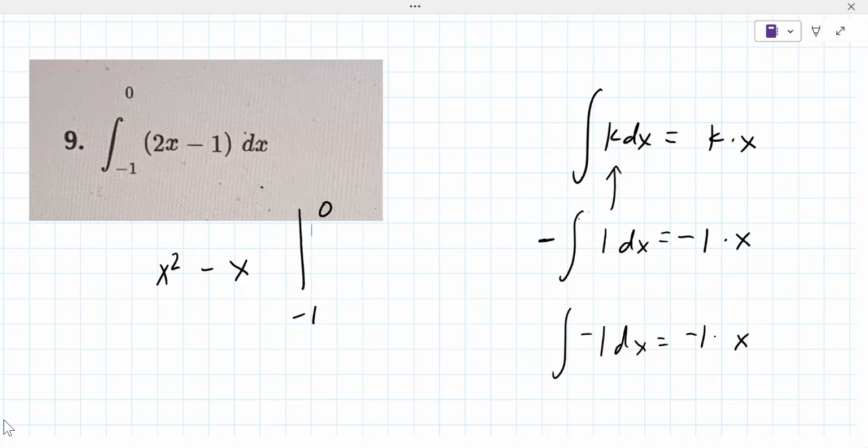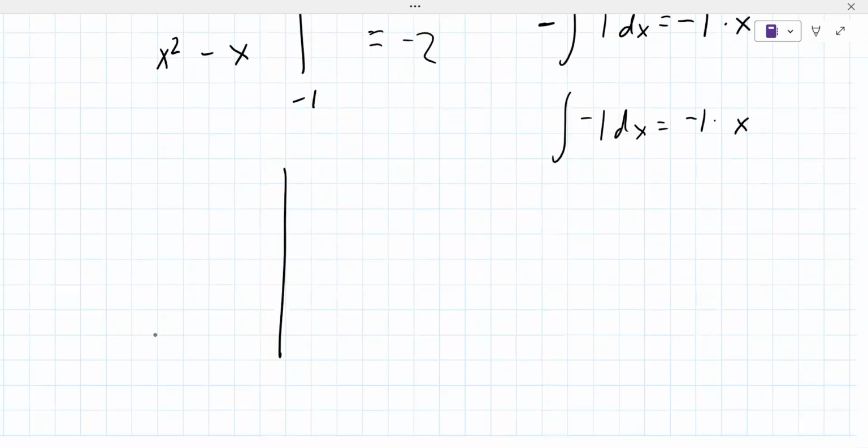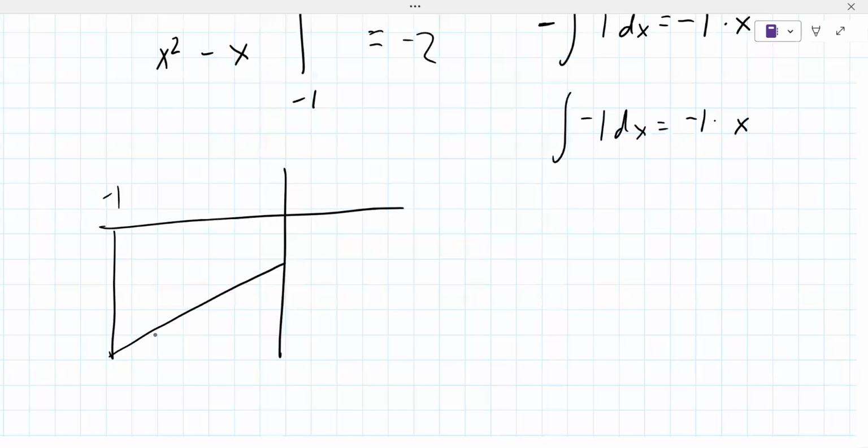-2. The answer is -2. And that's possible. Like if you were to graph this, which you don't need to, but if you were to graph this, the line looks like this from -1 to 0, and you can see that all of that area is negative.